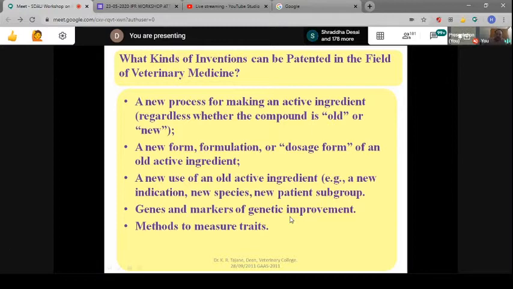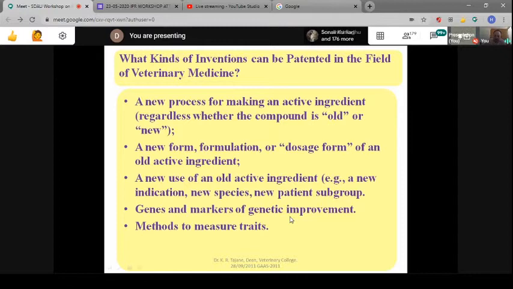New forms of the formulations or dose forms. Suppose somebody is using insulin in liquid form, and if you crystallize the insulin for the treatment of diabetes, then you can patent it. Insulin is already patented, but this is a different form of insulin that can be used in the treatment of diabetes. So new formulations and new dose forms can be patented.